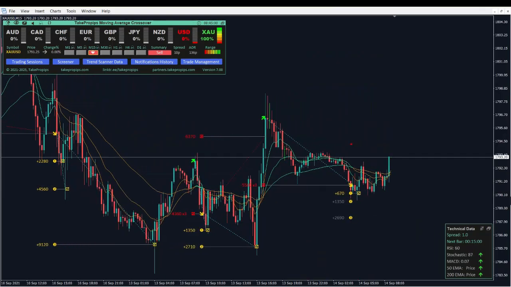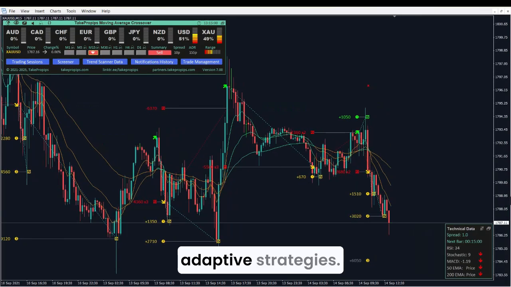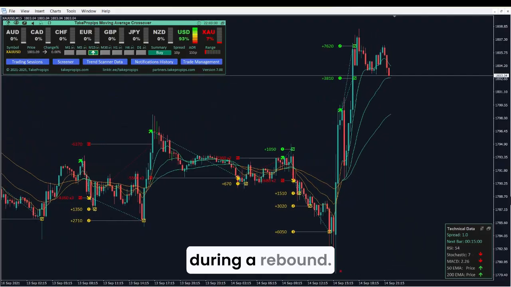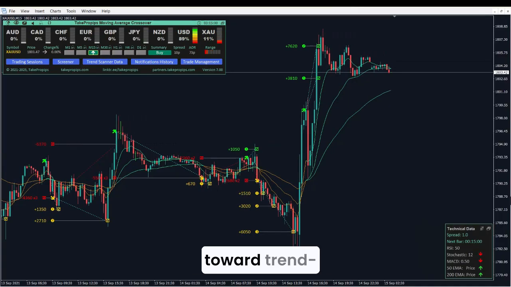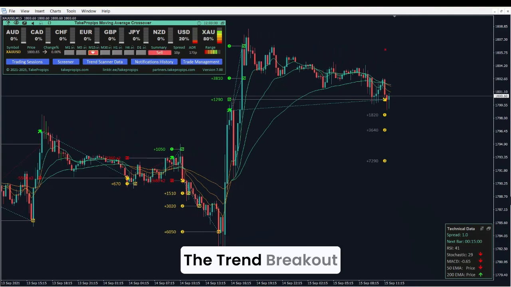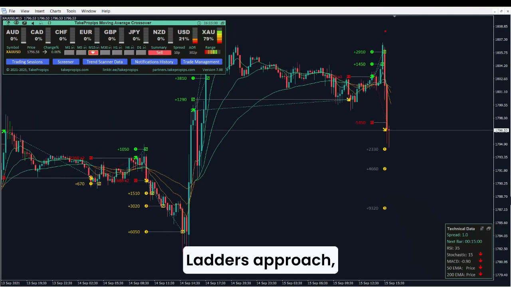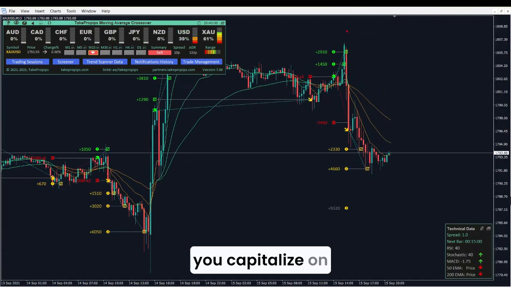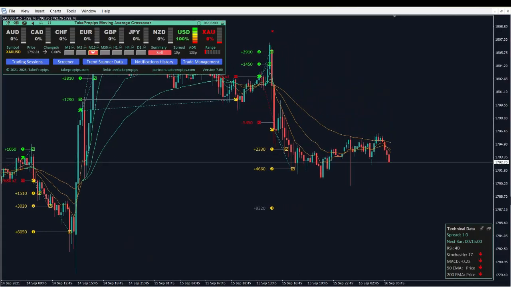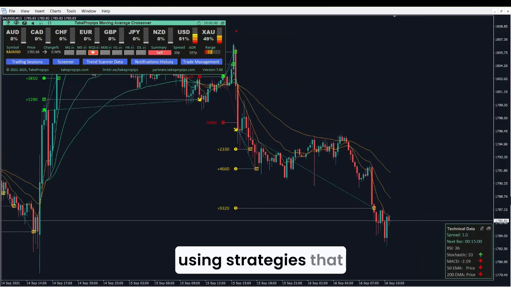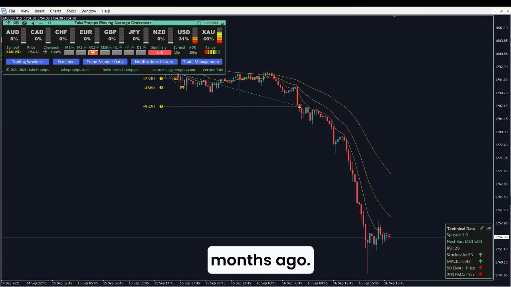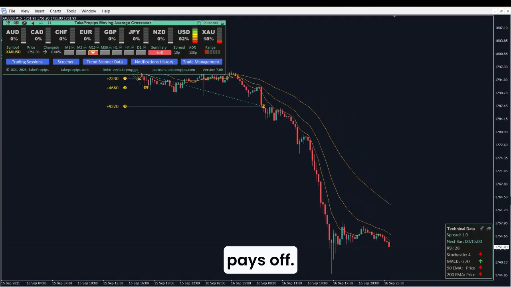Economic recoveries also favor adaptive strategies. What worked in a downturn might not work as well during a rebound. Consider shifting toward trend-following strategies as momentum builds. The trend breakout, or profit ladders approach, for example, can help you capitalize on persistent directional moves that often accompany recoveries. Just make sure you're using strategies that match the current phase of the recovery, not what the market was doing 2 months ago.